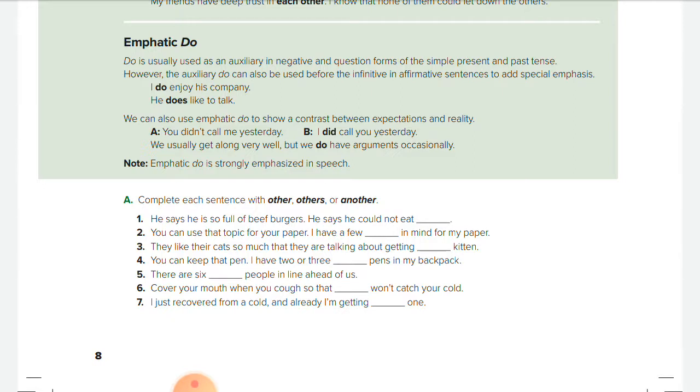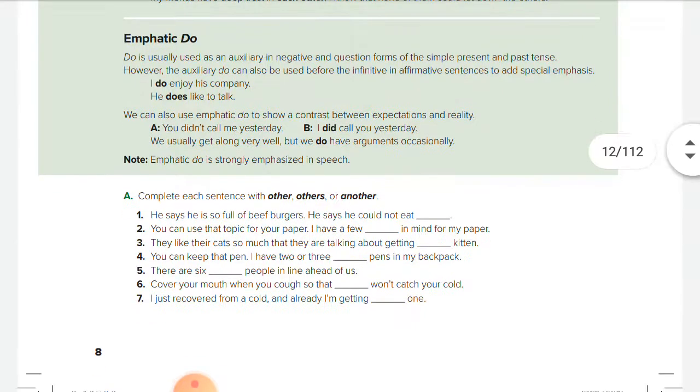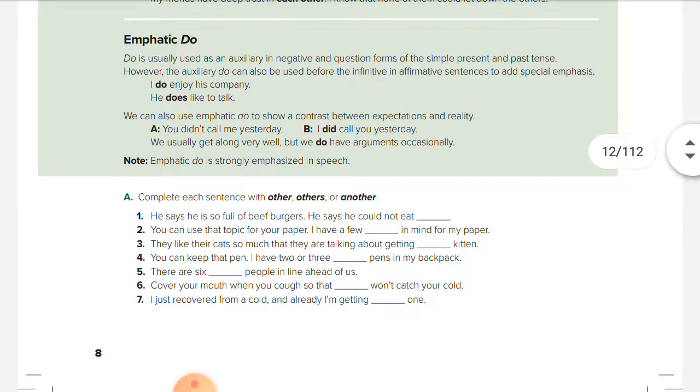This rule is called, as you see, emphatic do. It's concerned with the idea of using the verb to do, with its forms of the present and the past, to express the importance of this idea in the sentence. For example, if I say I need your help, it's a natural, normal sentence. But if I say I do need your help, this means I need your help very, very much, urgently.